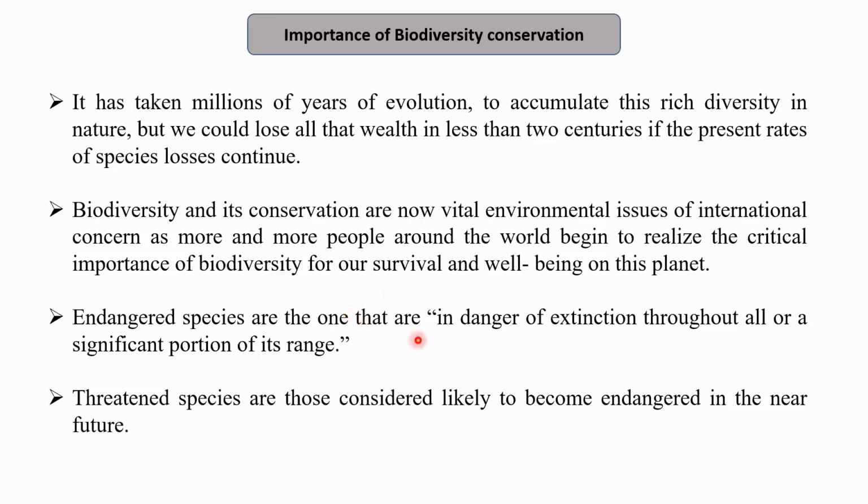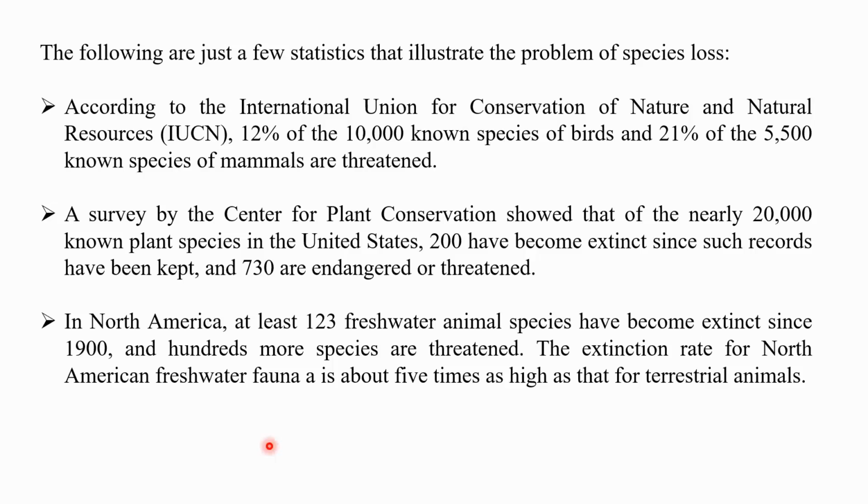As I described earlier, there are two types of species, endangered species and threatened species. Endangered species are the ones that are in danger of extinction throughout all or a significant portion of their range. And threatened species are those considered likely to become endangered in the near future. These are just a few statistics that illustrate the problem of species loss. According to the IUCN, 12% of the 10,000 known species of birds and 21% of the 5,500 known species of mammals are threatened. That is, they are on the verge of becoming endangered.